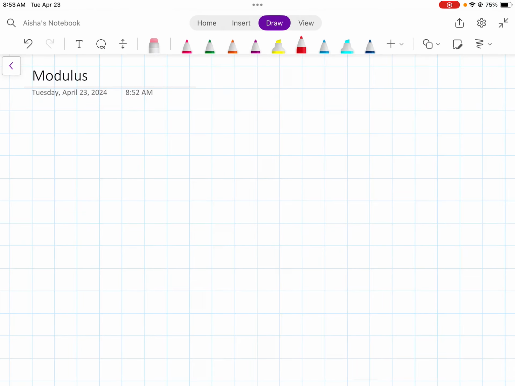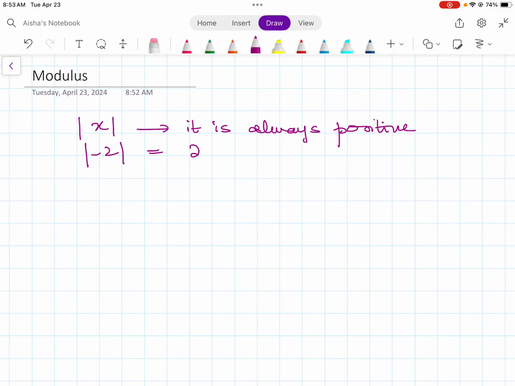So today we will discuss the topic of modulus. This is an A-level P3 topic. Modulus basically means whatever comes out of modulus is always positive. So if you have something like modulus minus 2, it will become 2. Modulus 1 will remain 1.